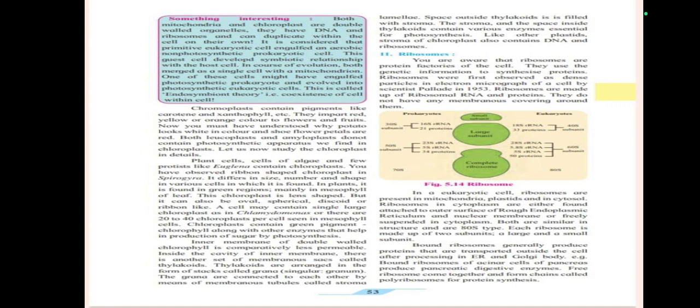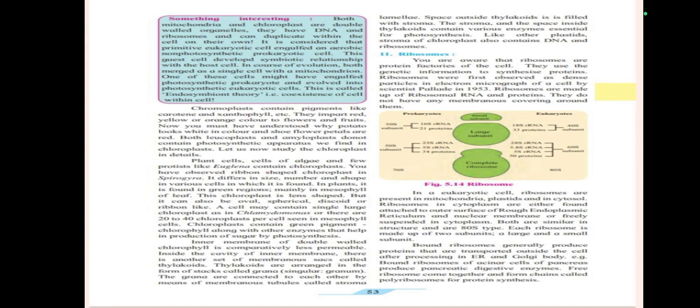The ribosomes in the cytoplasm are either found attached to the outer surface of the rough endoplasmic reticulum and the nuclear membrane, or freely suspended in the cytoplasm. Both are similar in structure and are 80S types. Each ribosome is made up of two subunits, a large and a small subunit. The bound ribosomes generally produce proteins that are transported outside the cell after processing in the endoplasmic reticulum and Golgi body. Example: bound ribosomes of acinar cells of the pancreas produce pancreatic digestive enzymes.